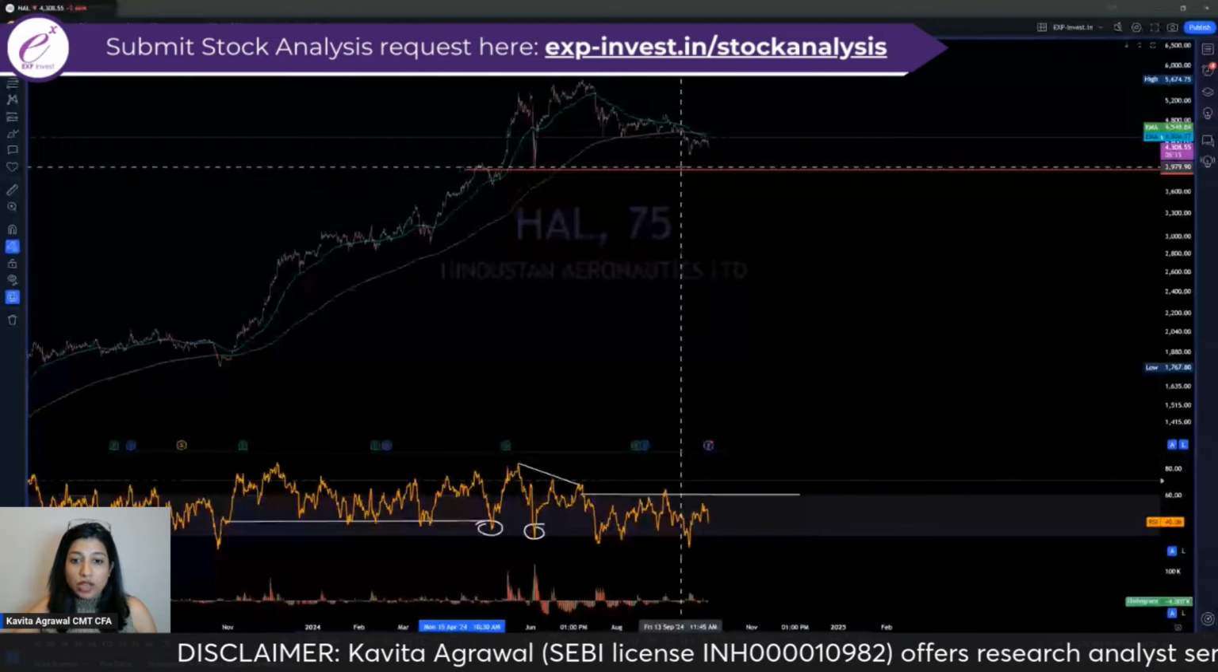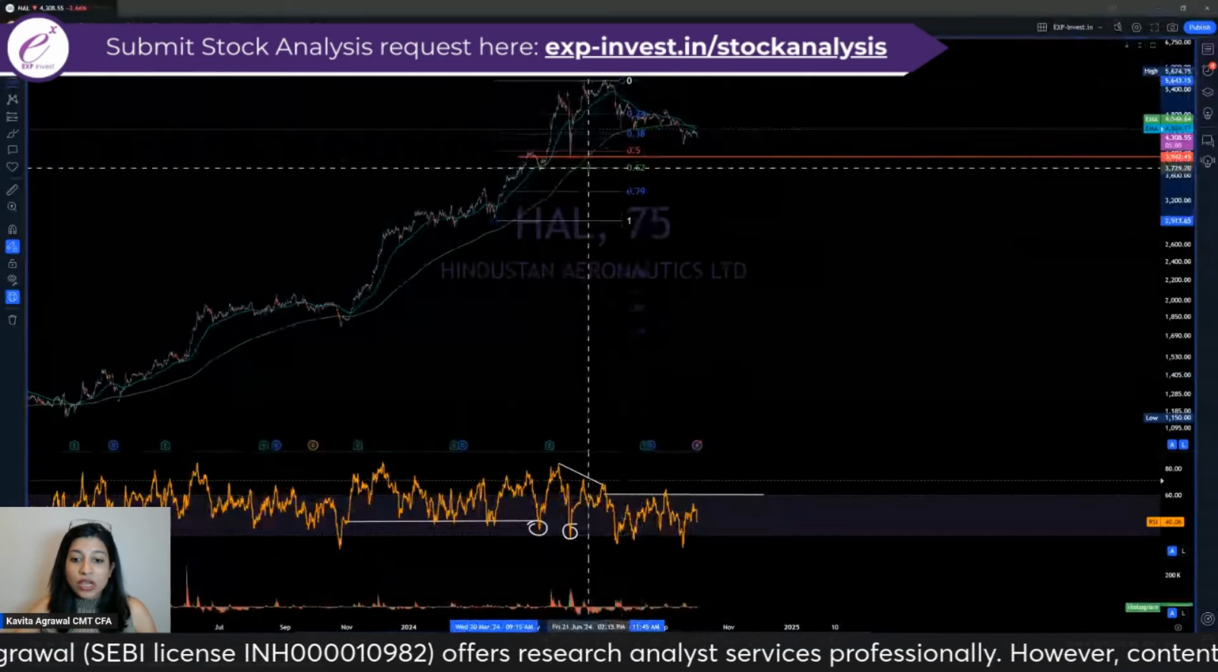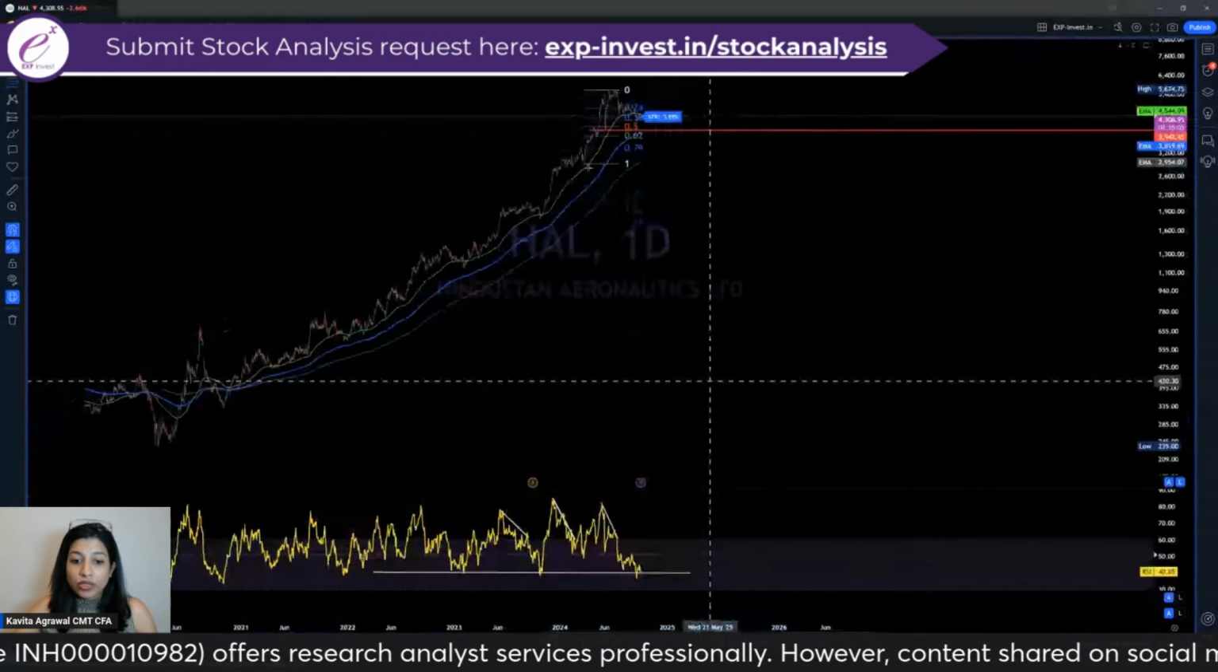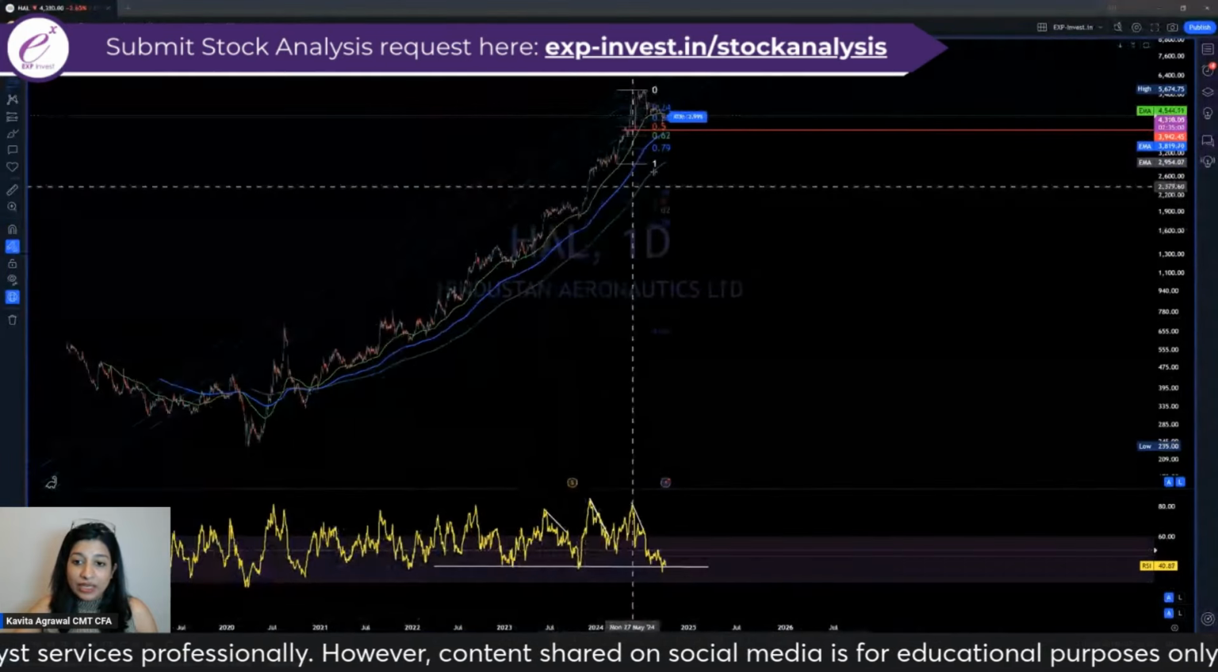And if we draw the Fibonacci on this, basis the Fibonacci, this is below the 50% retracement. Now, this stock is a super trend if you look at the past, which means that it has been trending upward without giving any deep corrections.